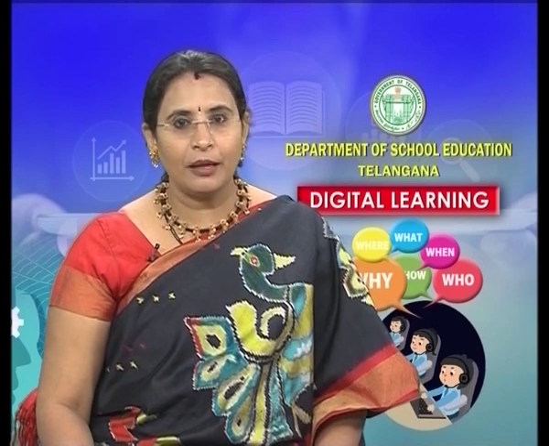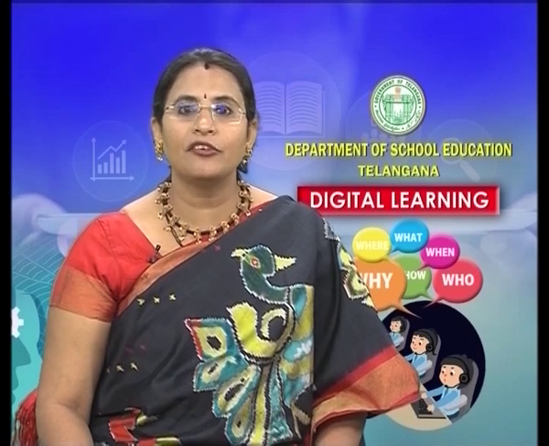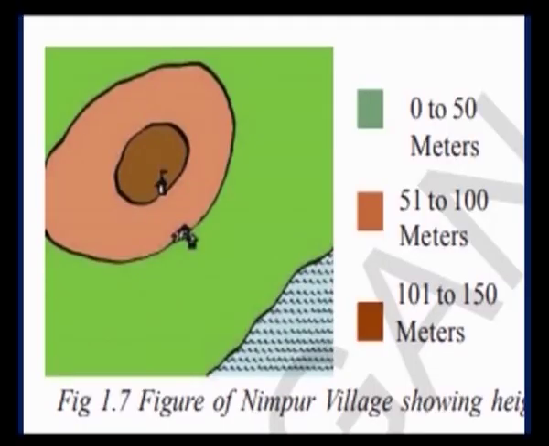Now, can you see the map given here? It is divided into 3 height zones. One is 0 to 50 meters, where we are using a green color. You can see that we are using a particular color scheme. Then for showing 51 to 100 meters, it is shown in an orange color. Now, 101 to 150 meters is depicted using the brown color.